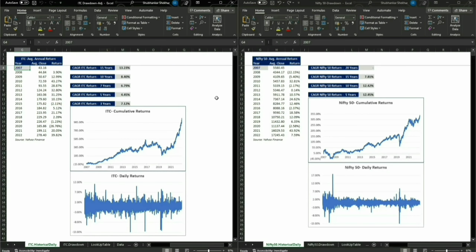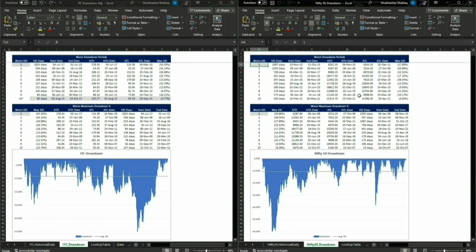So what I've done here, I've adjusted ITC in terms of Nifty 50 because the period for Nifty 50 was smaller, right? So here you can see now it is a proper comparison because the period happens to be the same. So now you can look at the CAGR returns as well as the annual returns, the cumulative returns and the daily returns of both of these. Similarly, now you can check out the drawdown period for both of these because now I have adjusted both of these in terms of period.